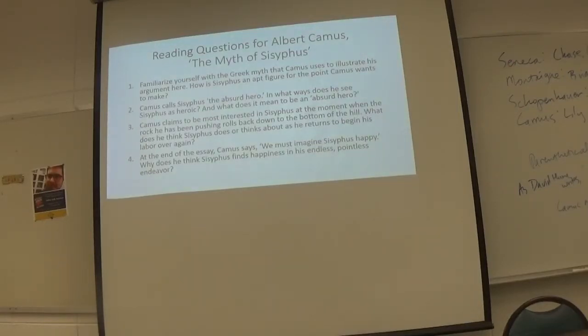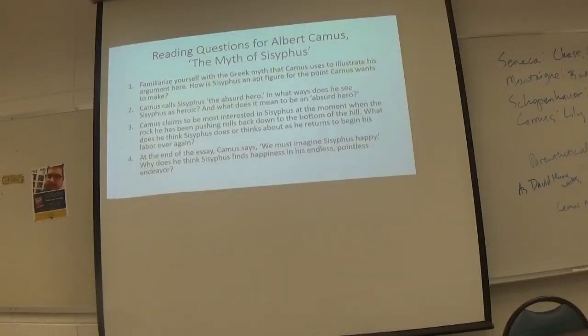And as punishment for this, the gods sent him down to the underworld, and he was forced for the rest of eternity to push a heavy rock up a hill. And every time he would get to the top of the hill, the rock would roll back down to the bottom, and he'd have to start over again, right? So his eternal punishment is this difficult, exhausting, and futile task that never ends, right? So what I want you to think about is how Sisyphus is an apt figure for the point that Camus is trying to make here.